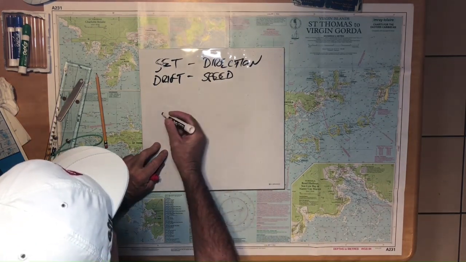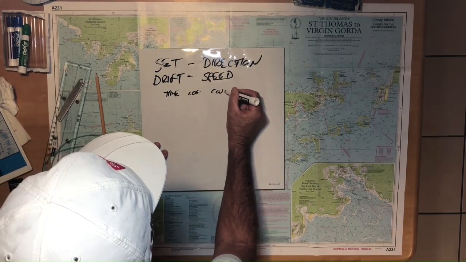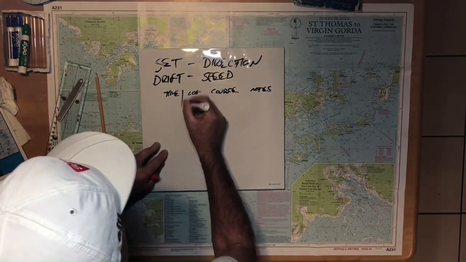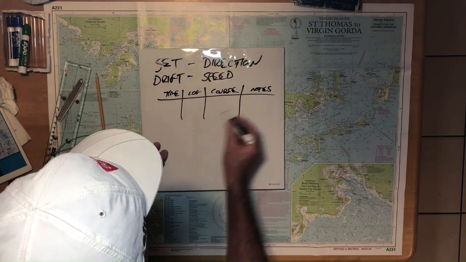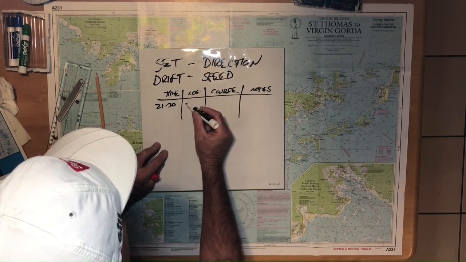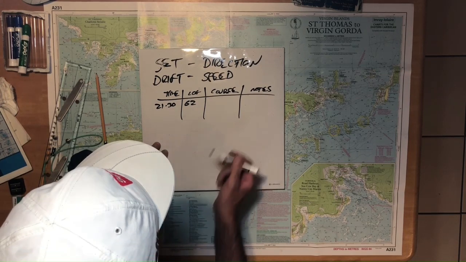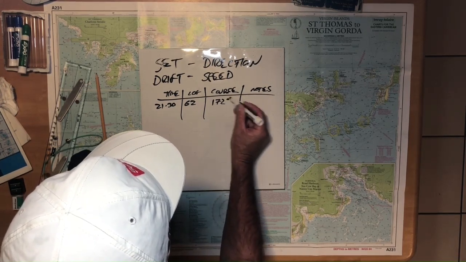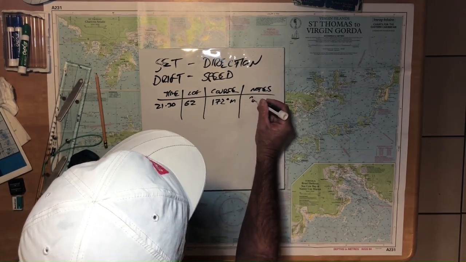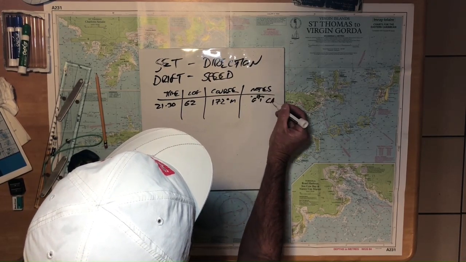So, I'll get my time, log, course, and notes, and I head off. It's 21:30. My log says 62. My course is, let's go kind of somewhat south, so my course is 172 degrees magnetic, and again green number 1 is close aboard.